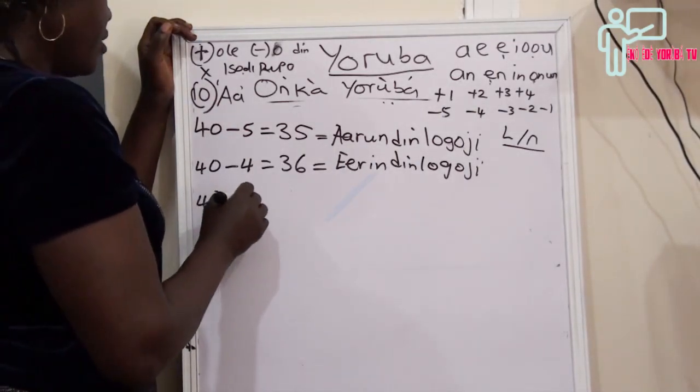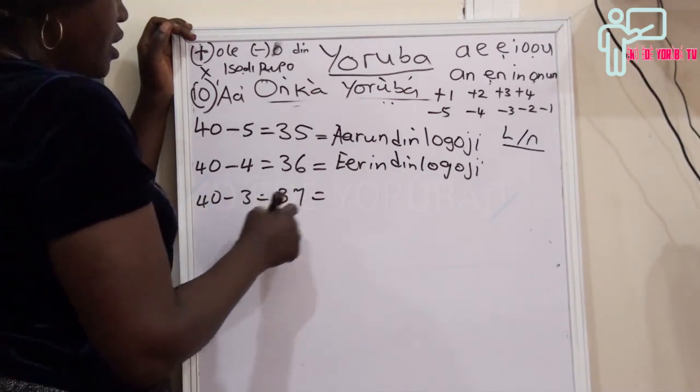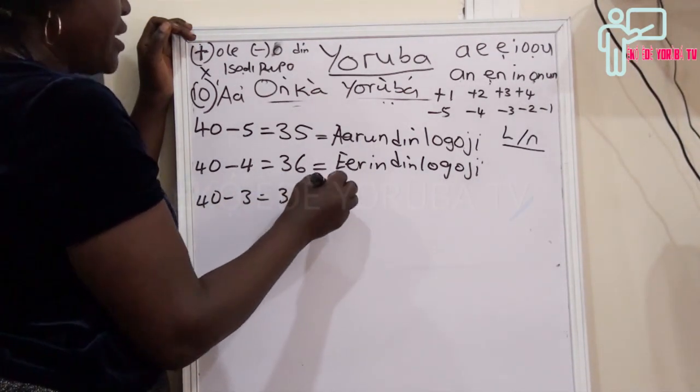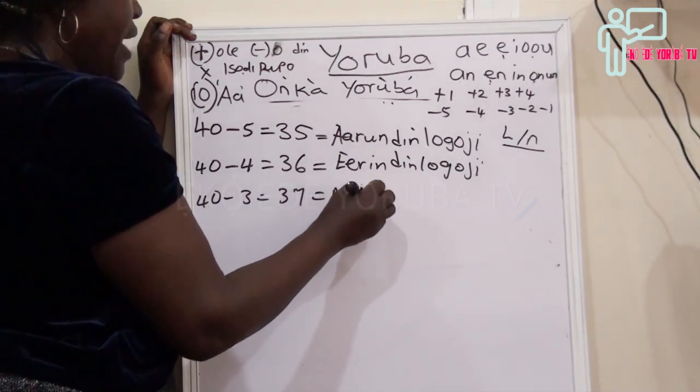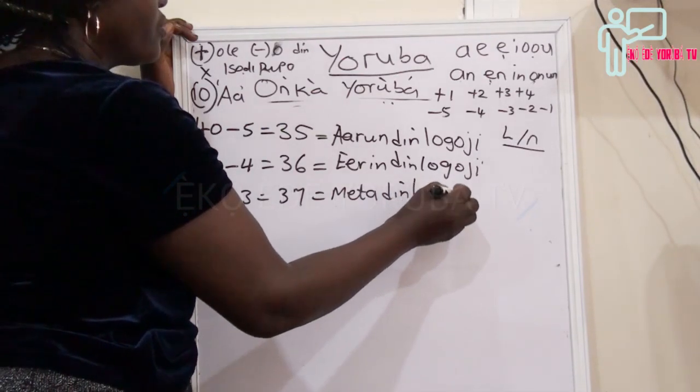40 minus 3, which will give us 37. Let's say mẹ́ta. Let me use another one. Mẹ́tàdínlógójì.